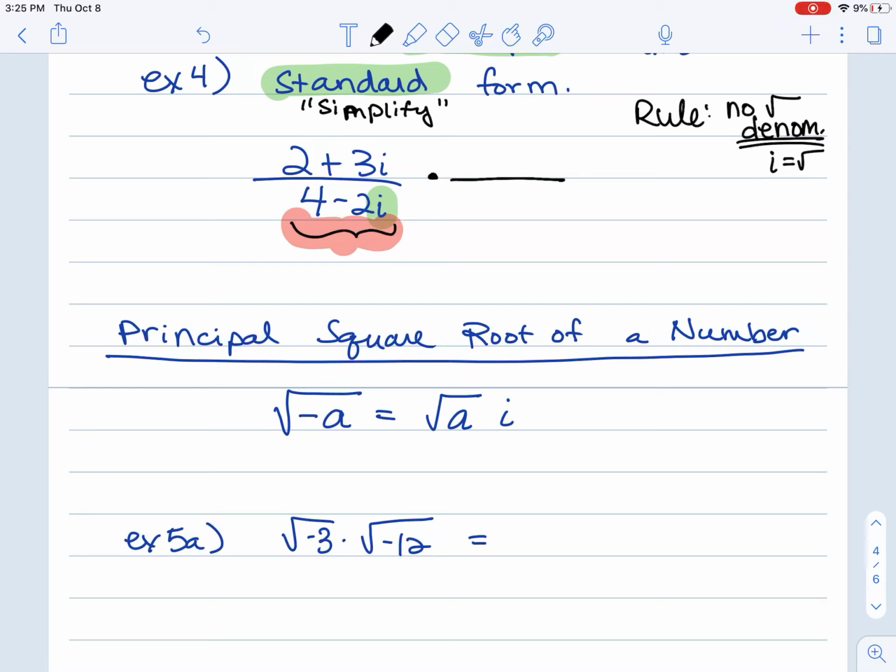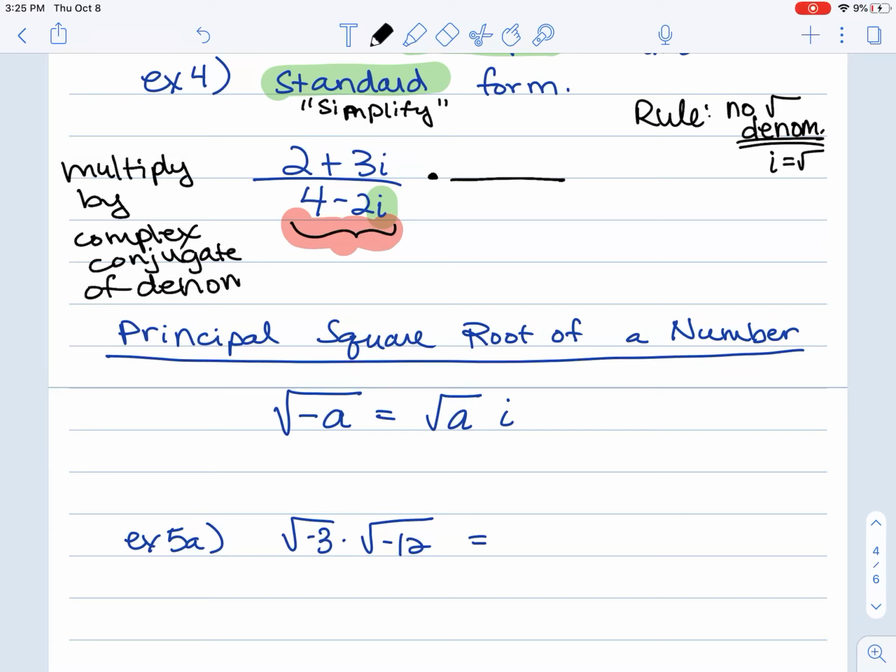So when we multiply, we're going to multiply by the complex conjugate of the denominator because we want the denominator i to go away. So if we've got 4 minus 2i as our complex number, the complex conjugate is 4 plus 2i. And when we do it to the bottom, we also do it to the top because we can't just randomly multiply a number by another number. 4 plus 2i over 4 plus 2i is just basically 1. It's the same value. It stays the same.